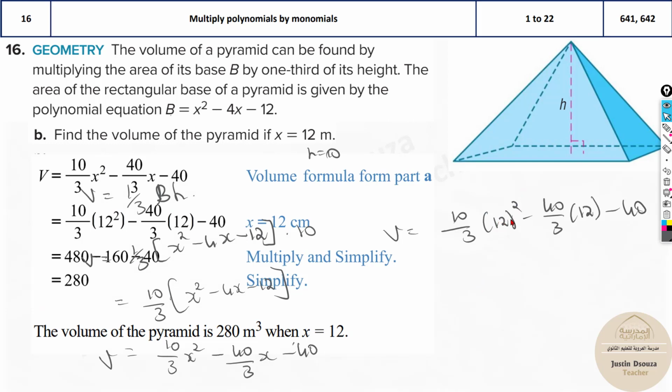12 squared is how much? 144, and then simplify. It'll take time, but you can do it by yourselves as well. So that's the answer. It's 280 meters cubed when x is 12. If x is any other value, you should just substitute that instead of x in the volume equation.